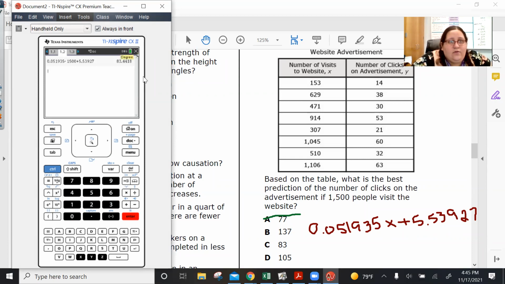Now I got 83.4418. So just on that little thing, I know exactly which one it is. I had to include all this to get the correct number, but it did get me there. So 83 is the correct number.